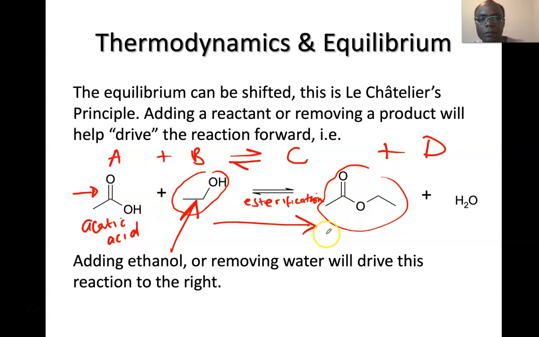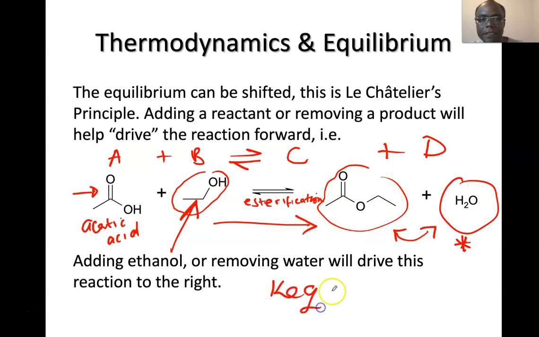Removing your product as it's formed will cause the reaction to go forward. Removing the water as it's formed will cause the reaction to go forward. So any of the products can be taken out to cause the reaction to go forward. The easiest product to be taken out during this reaction is usually water, because you can use a drying agent in your setup to suck up all moisture from your reaction, and then you have space, so to speak, on your right, and more product can be formed, more water can be formed, and you will be favoring the right side.